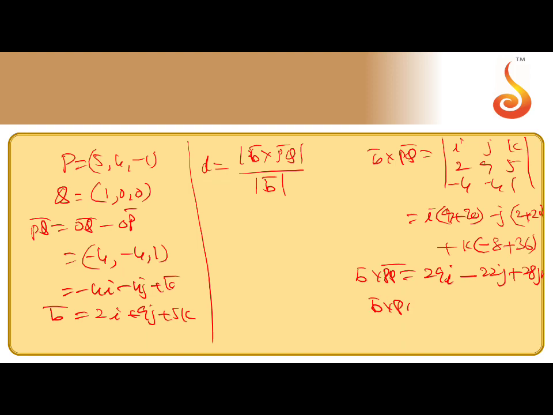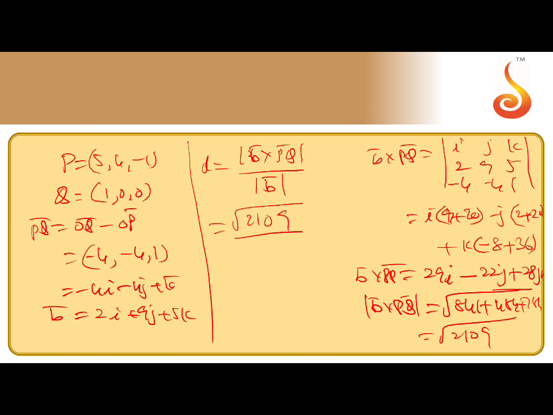If you take the magnitude of this, 29 square is 841, plus 484, plus 28 square, and 28 square is 784. The entire value after simplification is 2109. So the numerator is root over 2109, divided by the magnitude of B. The magnitude of B is root over 4 plus 81 plus 25, which gives root 110. So finally, root over 2109 by 110.